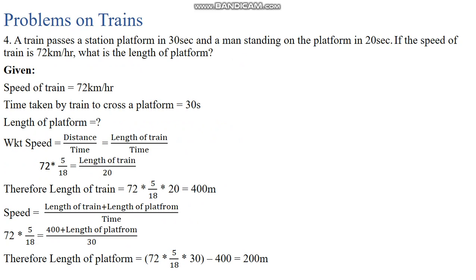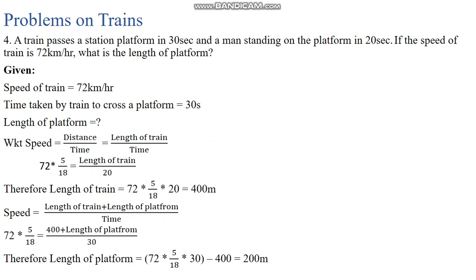Problem number 4. A train passes a station platform in 30 seconds and a man standing on the platform in 20 seconds. If the speed of the train is 72 kilometers per hour, what is the length of the platform? Here there are two cases. Case number 1 is the train passes a station platform in 30 seconds. And case number 2 is the train passes a man who is standing on a platform in 20 seconds.